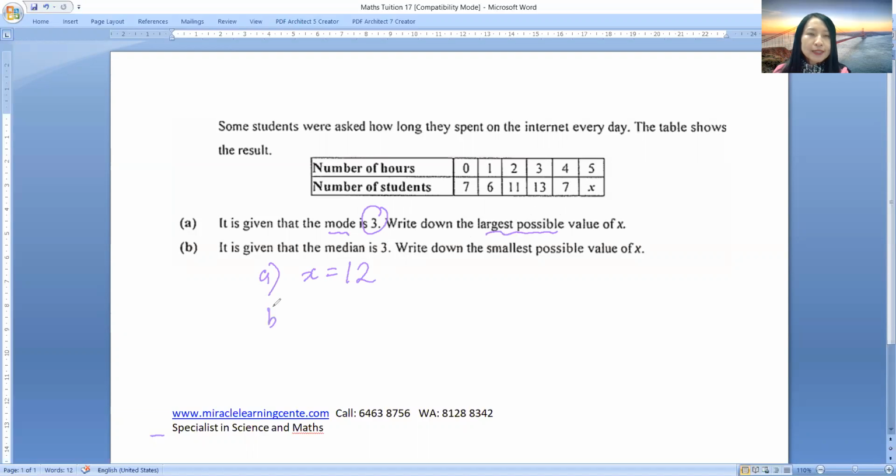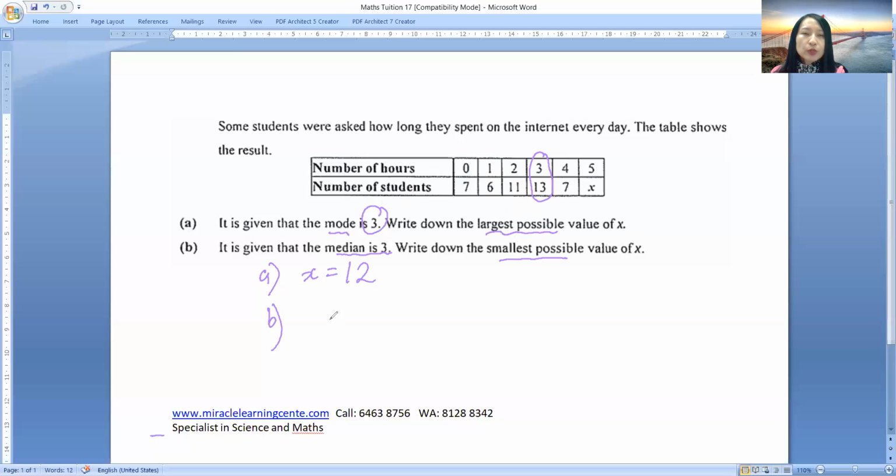Okay, for B, it is given that the median is 3. Now the median is 3. Write down the smallest possible value of x. Median is the middle number. You want the middle number to be 3. So if you want the smallest possible number, the numbers on the left and the numbers on the right have to be the same. That's the smallest possible value of x.